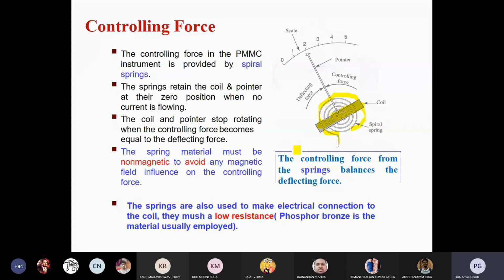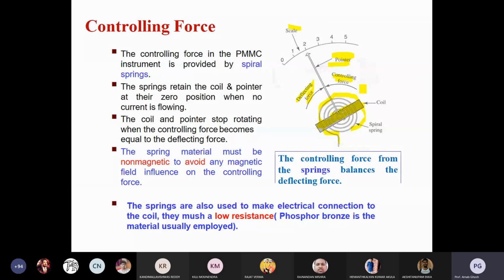Based on the application, whichever quantity is more, you will calculate how much pointer deviation there is. That's why calibration is also very important, otherwise it will give you wrong results. There is a spring constant, and based on the spring constant you can calculate the value. So the controlling force is there. First it will start with the controlling force. The controlling force in the PMMC instrument is provided by the spiral spring. So what type of spring are you using? Spiral spring you are using.